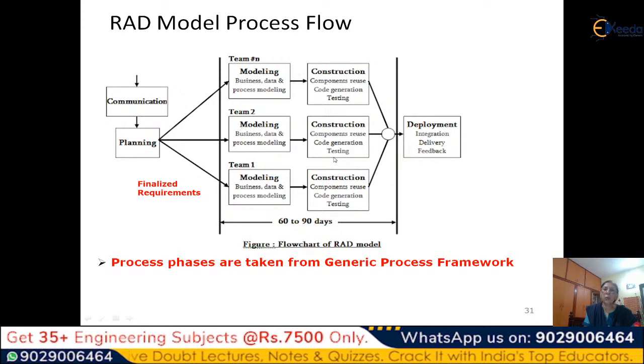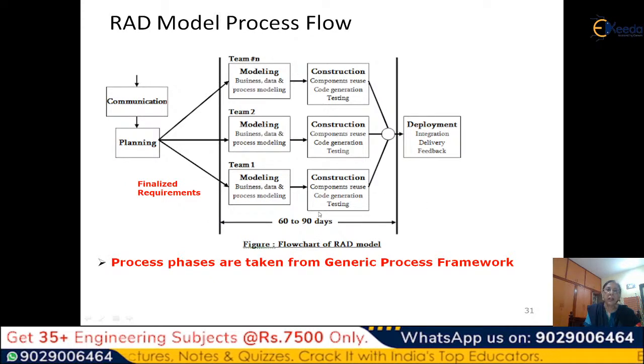Once this is done, it goes to the construction phase. There you are creating your code and testing it up to the unit level. For that particular team, all the testing will be completed. Then you have to integrate for the complete system. Each team's work will come and you will have to integrate it and do a deployment and get the feedback. Here you may have to do another system testing before you do the delivery. So this time period is 60 to 90 days. It is very compressed. That's why it's called rapid.